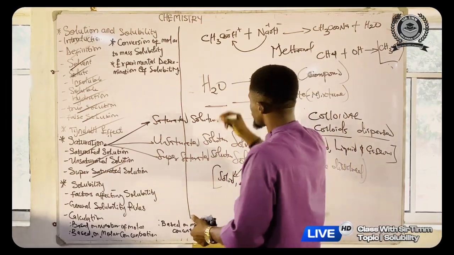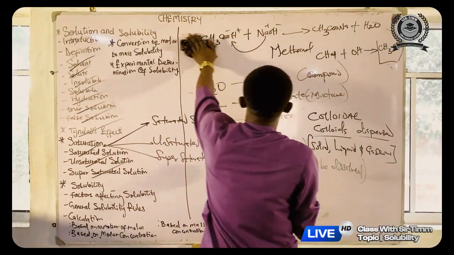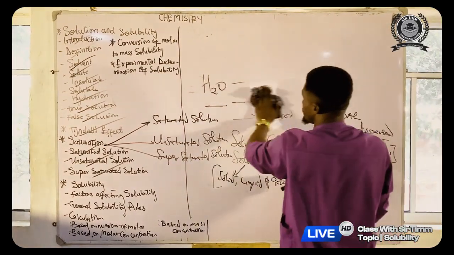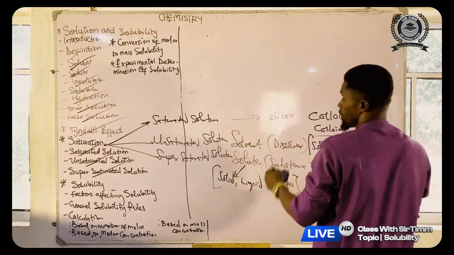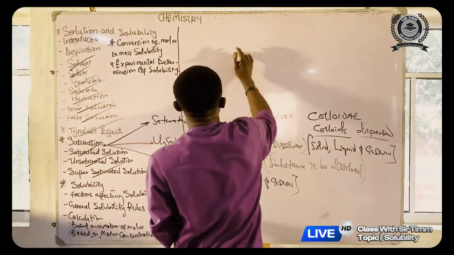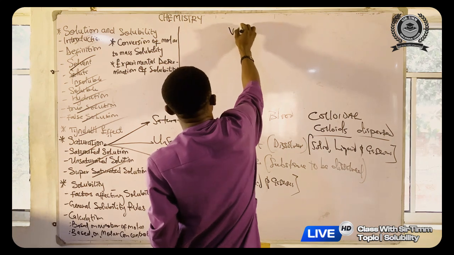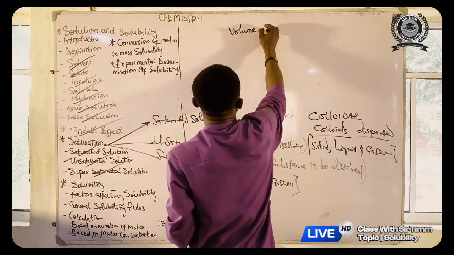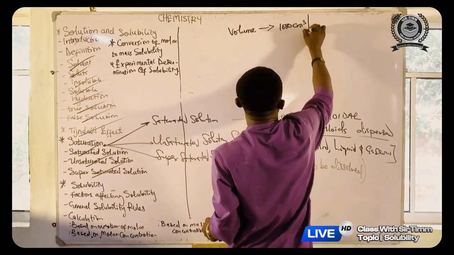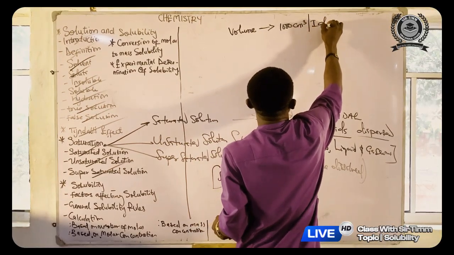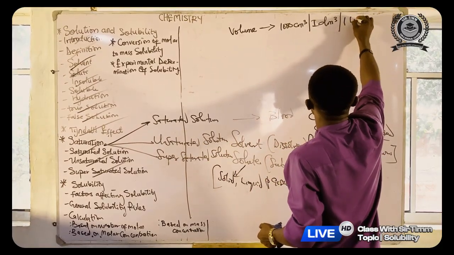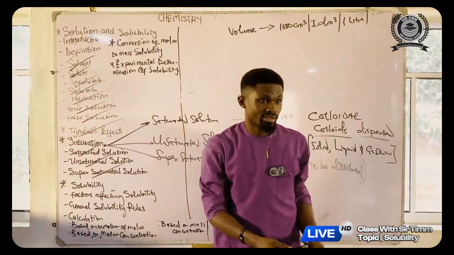Then two is that the volume of water, we're using water because water is a universal solvent, right? So we're using water as a standard, right? So the volume of that solvent should be 1000 cm cube, or what? 1 dm cube, or what? 1 liter, isn't it? Yeah, it's very important.